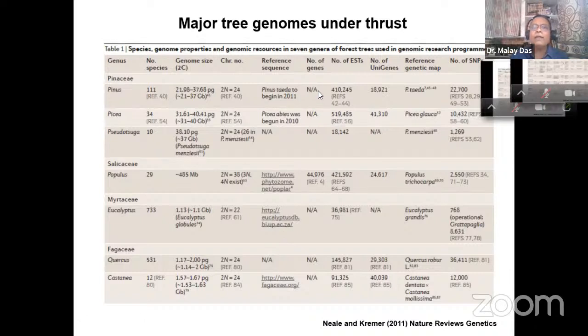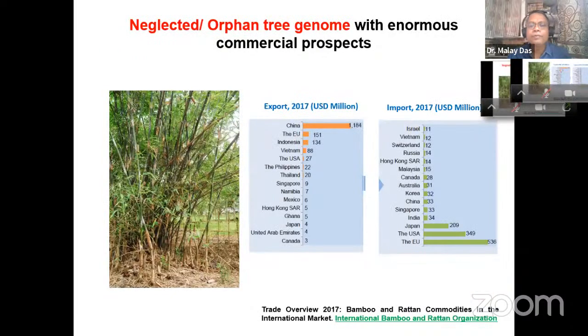So this is the majority of the tree genome work, where most of the emphasis has been given so far. As you know, Pinus, Picea, Populus, Eucalyptus, Quercus, and the majority of them have been given emphasis because of their commercial importance, primarily due to their timber yielding property. But we are aiming at bamboo, which, as I already told, is a neglected tree genome, but it has a huge commercial impact.